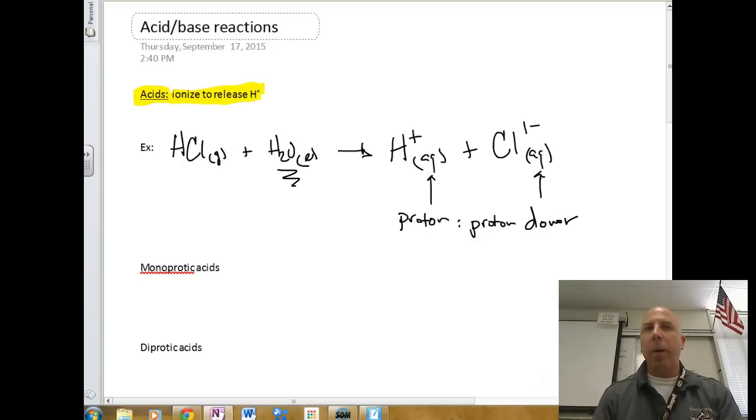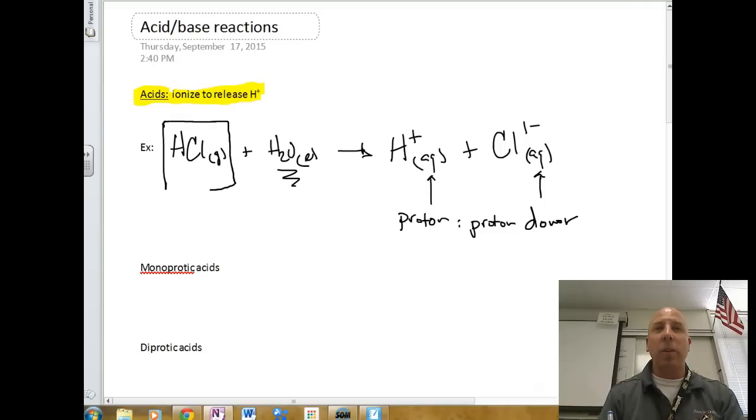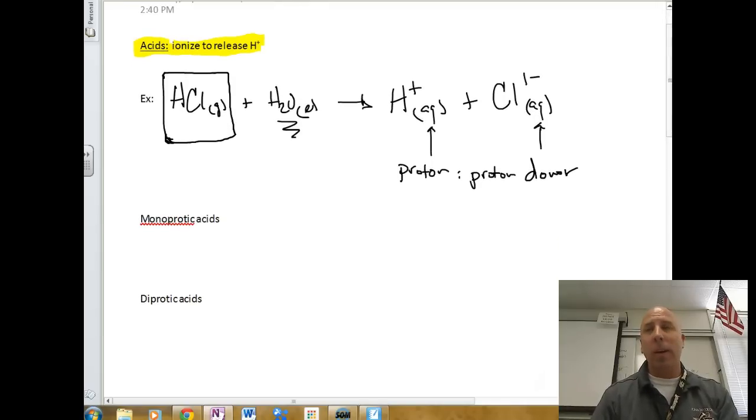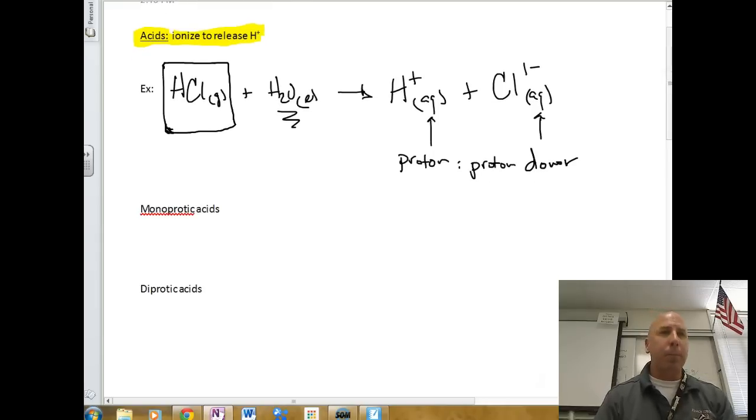And we can often identify an acid by just looking at the formula. Typically, if it starts with a hydrogen, although not always, if we have a hydrogen on the front, there's a good chance that it might be an acid. And I know you might be thinking, hey, water's got a hydrogen on the front. And water can act as an acid as well, but it can also act as a base. We'll talk more about that later.